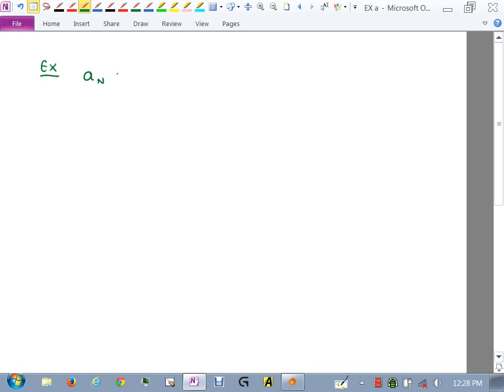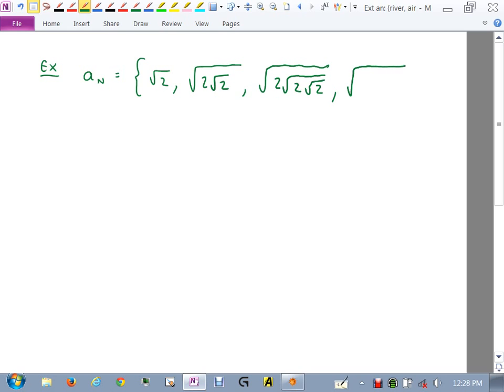A sub n equals this. Root 2, root 2 root 2, root 2 root 2 root 2, root 2 root 2 root 2 root 2, dot, dot, dot, dot, forever. What does a sub n converge to?